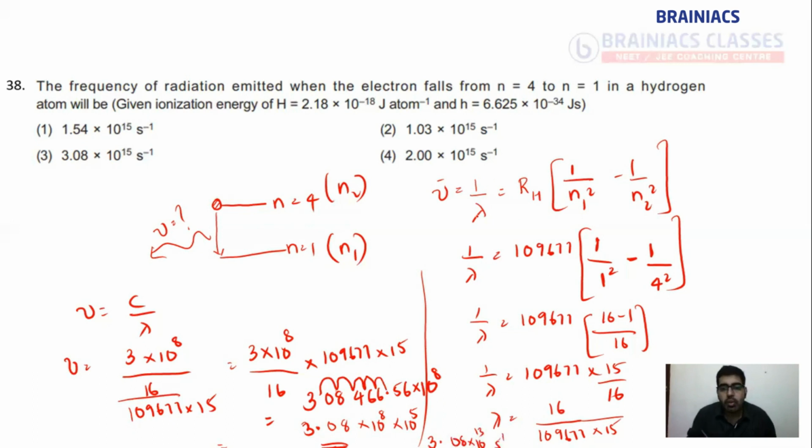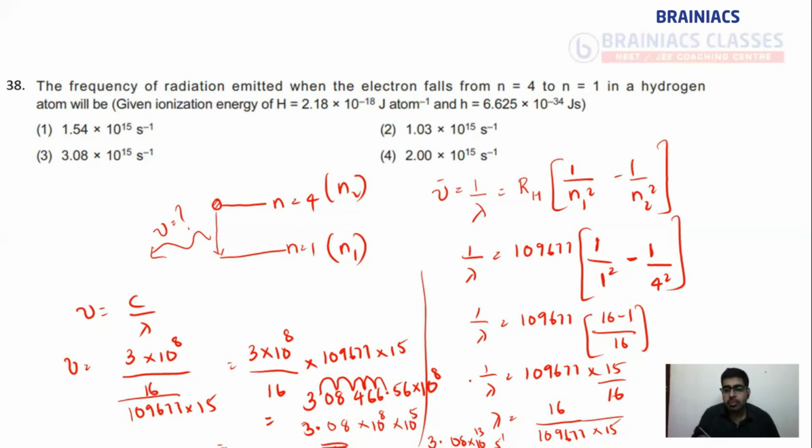So nu bar is equal to 1 by lambda is equal to RH into 1 by n1 square minus 1 by n2 square. So 1 by lambda is equal to 109677 into 1 by 2 square minus 1 by 4 square. After doing this, you will get 4 square 16, 16 minus 1 by 16, you will get 15 by 16. That is, lambda is equal to 16 by 109677 into 15. Now, nu is equal to c by lambda. C is equal to 3 into 10 raised to 8 meter per second divided by lambda.